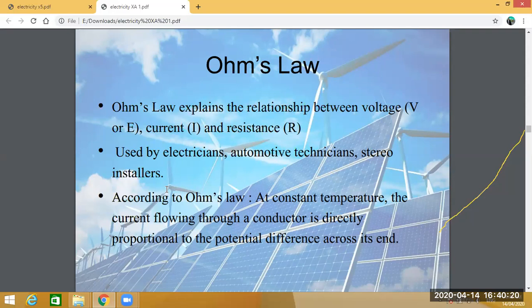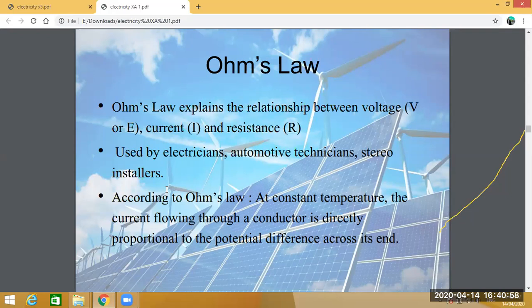any law is there, we must learn about the statement of that. Then we apply it mathematically. So here, Ohm's law statement, what do you mean by Ohm's law? Just you have to write that according to Ohm's law, potential difference across the conductor is directly proportional to current flowing through the conductor, provided temperature of the conductor is kept constant.